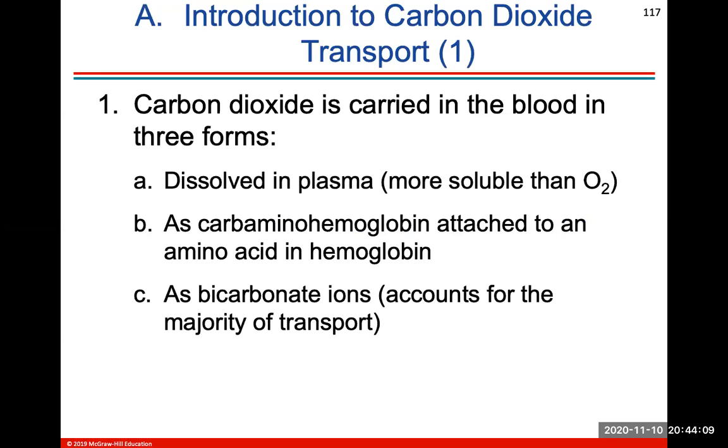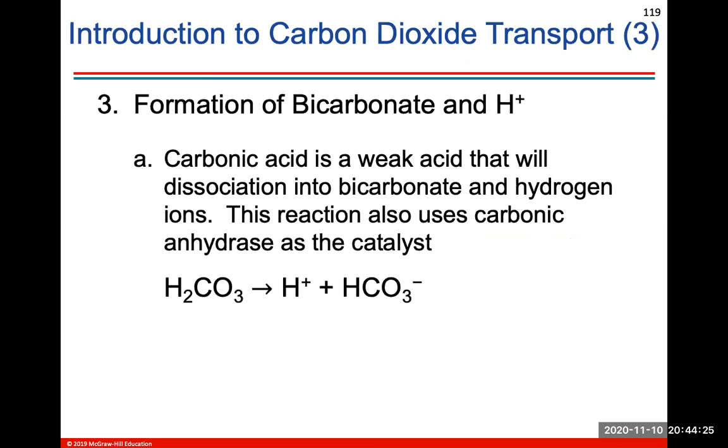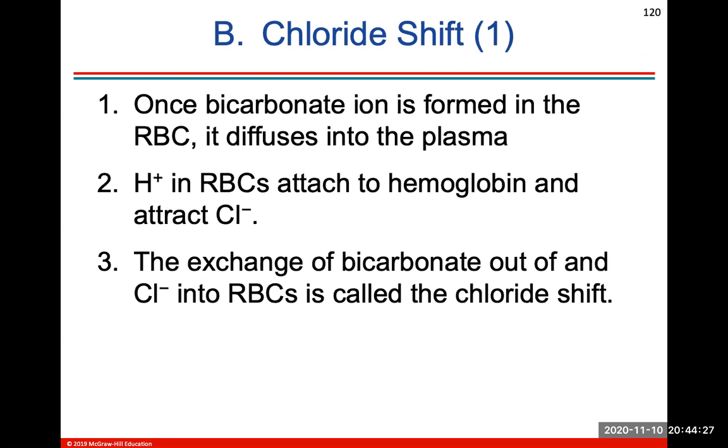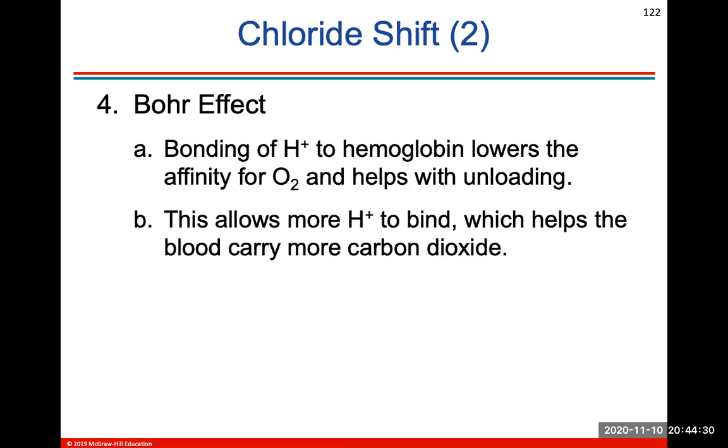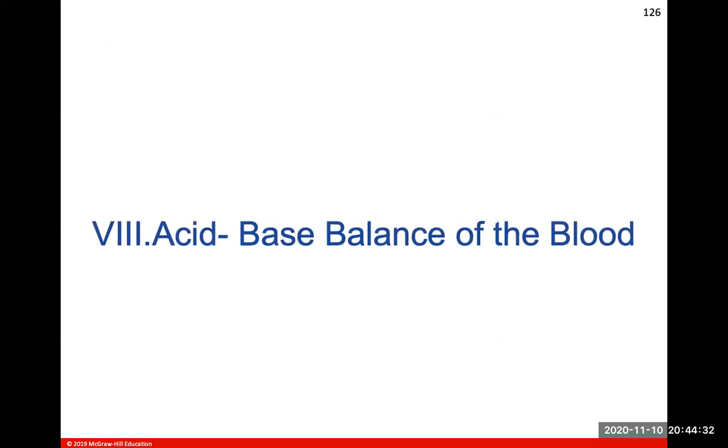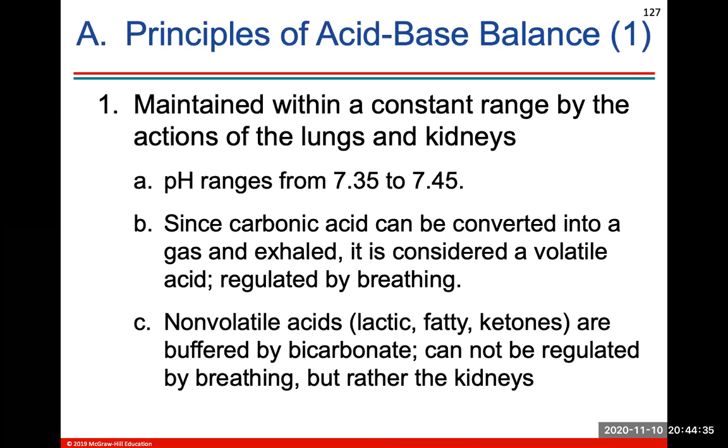The carbon dioxide transport. Carbon dioxide is carried in the blood in 3 forms: in the plasma, attached to amino acid, or as bicarbonate ions. The bicarbonate ion is the most important way that carbon dioxide is transported. I'm going to skip ahead. What I want you to know about how carbon dioxide is transported has to do with the acid-base balance of the blood. The acid-base balance of the blood is maintained by your respiratory system because it has to do with carbon dioxide and how it's transported.